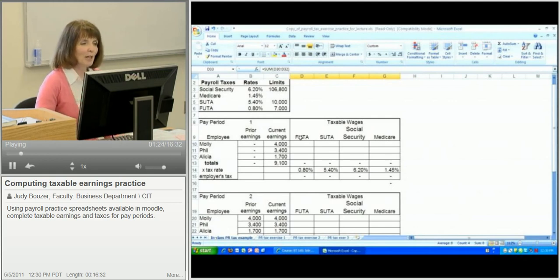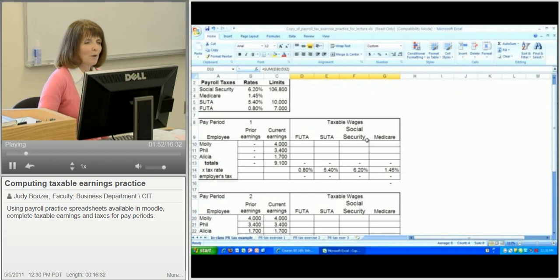So let's look at pay period 1. There are no prior earnings. This makes this one easy. So the current earnings are shown in this column. Molly made 4,000, Phil 3,400, and Alicia 1,700. So what you're going to do is this portion. You're going to determine how much of their current earnings is taxable for each one of these taxes.